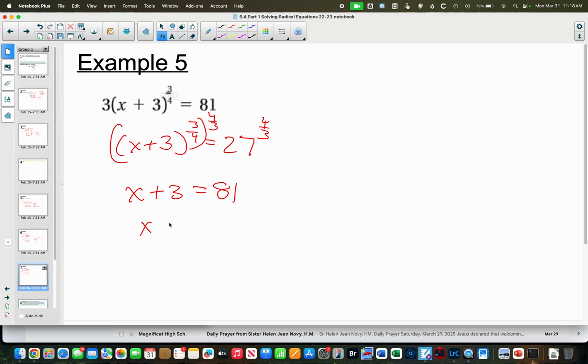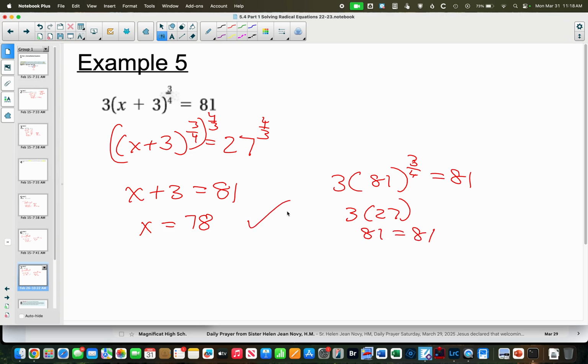And we're going to subtract 3, which gives 78. So I think the answer is 78. We're going to check it. 78 plus 3 is 81 to the 3/4 power equals 81. The 4th root of 81 is 3, and 3 cubed is 27. So this is 3 times 27, which is 81. So it works out.